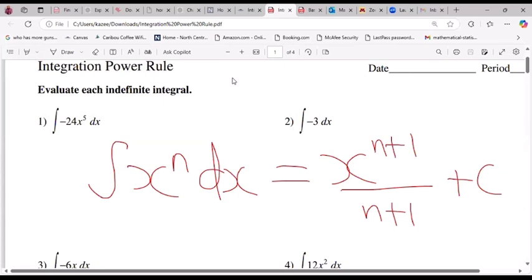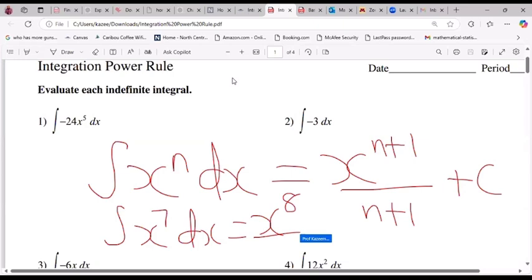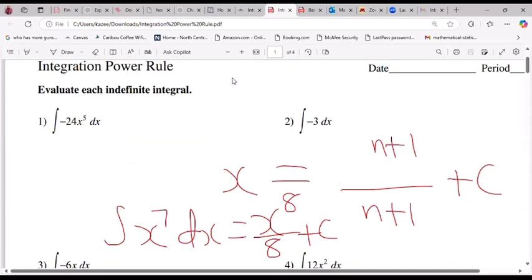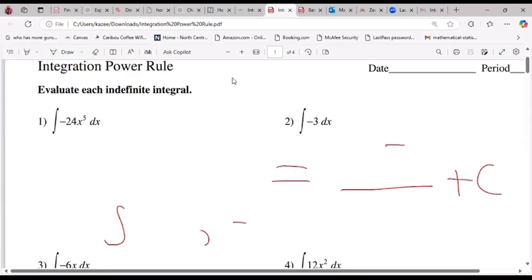So if I have the integral of x raised to power 7 dx, that's going to be x raised to power 8 divided by 8 plus a constant. And that's exactly what it means. So that is a general rule for that.